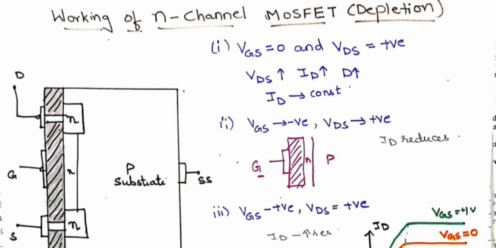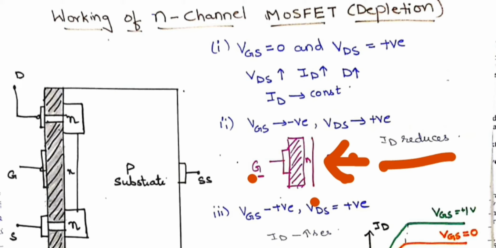So let us take only the gate metal contact, the oxide material, the channel and the P substrate. Since the gate is connected to a negative voltage, the electrons, which are negatively charged, get repelled by the negative charge, and holes, which are positively charged, get attracted towards the negative terminal of the gate. As a result, the electrons are moving away from the gate. Therefore, the current ID decreases.